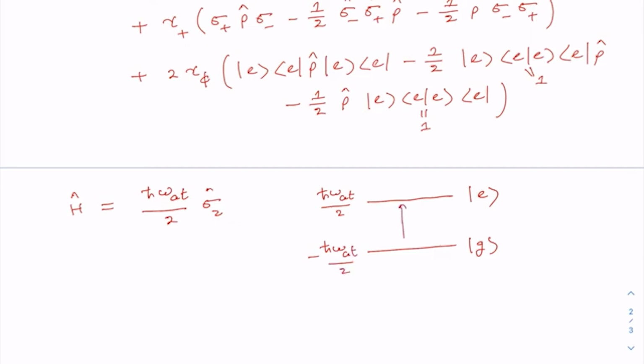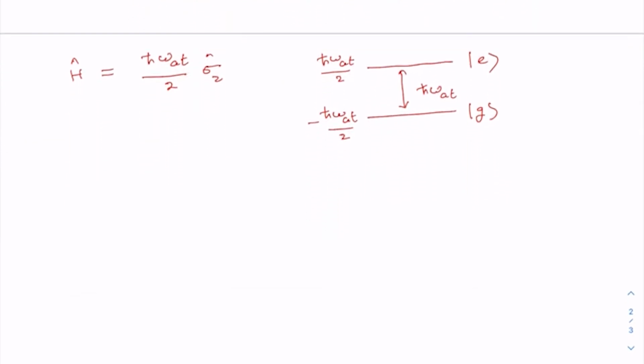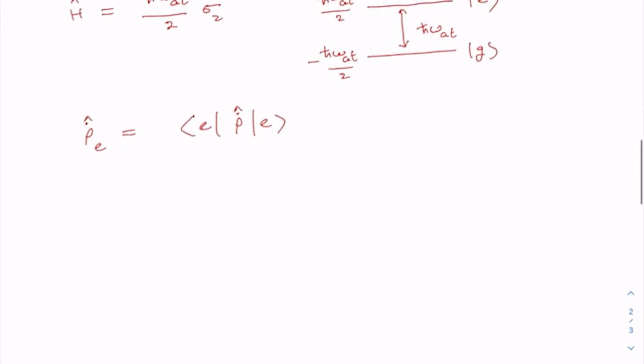So therefore the energy difference is simply h cross omega atom between the two energy levels. So this is what we have. Okay, so now let us work out various terms. For example, how this element of the density matrix evolves in time. So rho_ee, which is equal to <e|rho dot|e>, and we can work it out. In fact, let me do the calculations term by term.